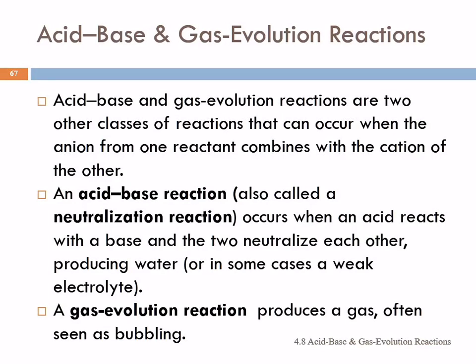So we talked about precipitation reactions, and we predicted the products by just swapping the ions. And there are two other types of reactions that can occur when you have solutions combining and ions changing places. Those are the acid-base and gas evolution reactions. Acid-base reactions are also called neutralization reactions. They involve the reaction between an acid and a base, in which the acid and the base neutralize each other.